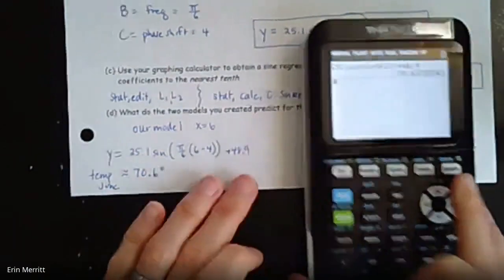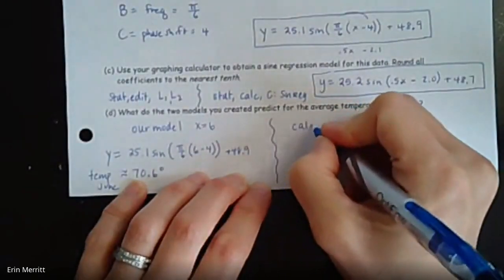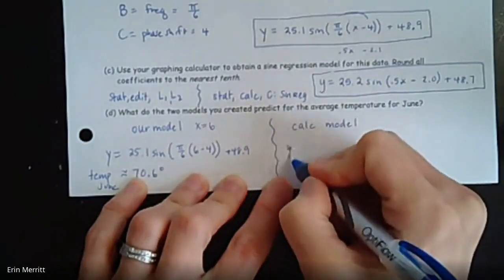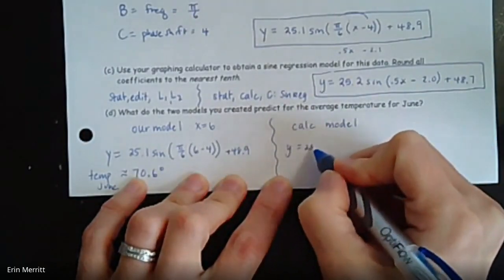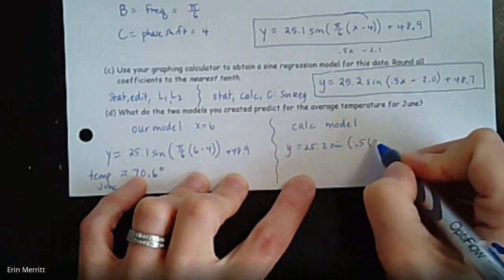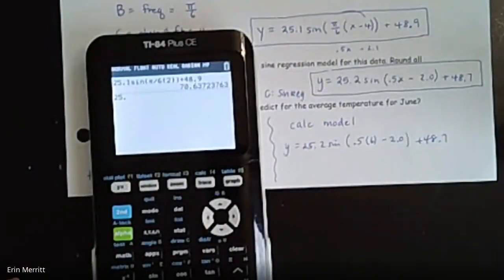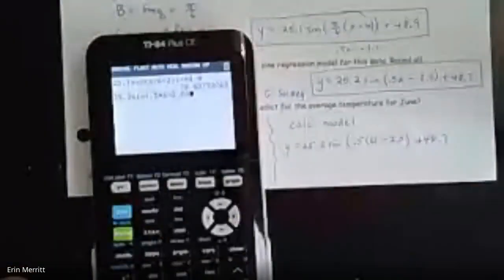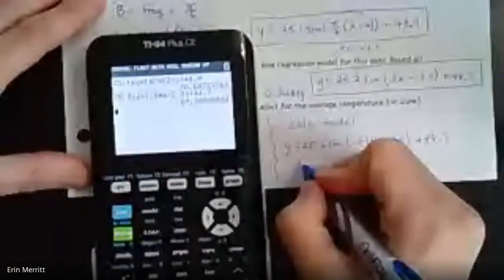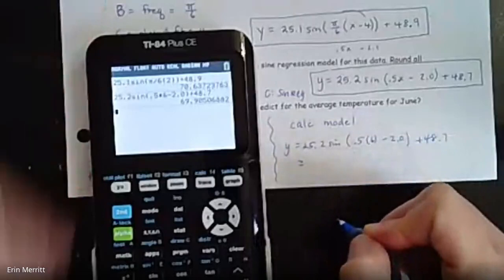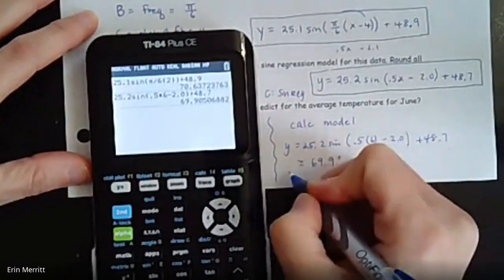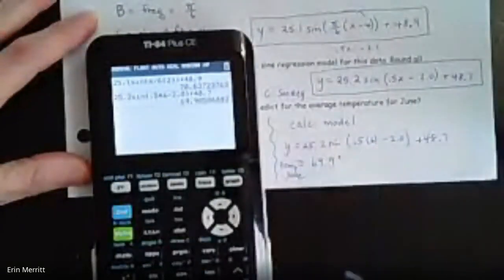All right. Now let's look at the regression model. So the calculator model. We're going to do the same thing. You're going to plug in 25.2 sine. This is going to be 0.5 times 6 and then minus 2.0 and then plus 48.7. So you can grab your calculator. Otherwise, you can do it along with me just watching here. So 25.2 and then sine of, in the parentheses, 0.5 times 6 and then minus 2.0. Close that up, plus 48.7. And this model gives 69.9 whatever. So we can say like 69.9 degrees. So this is the temperature for June based on the calculator model.